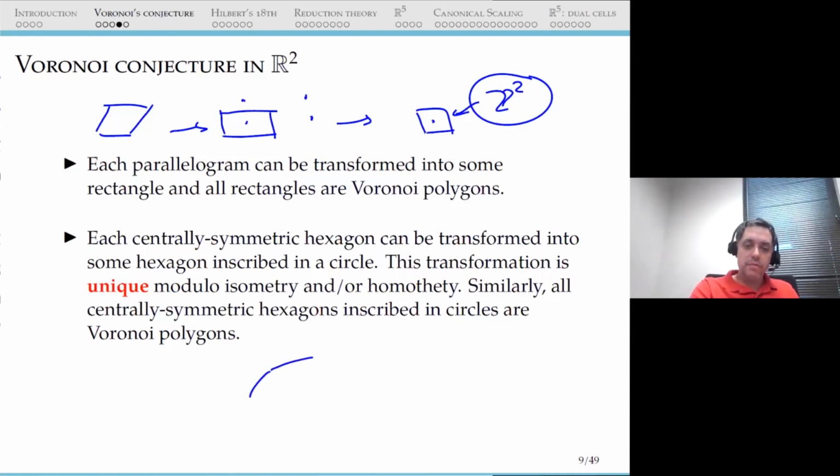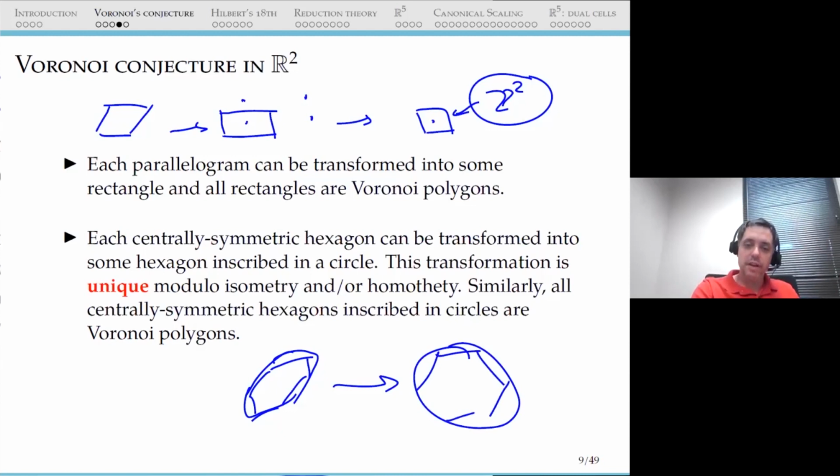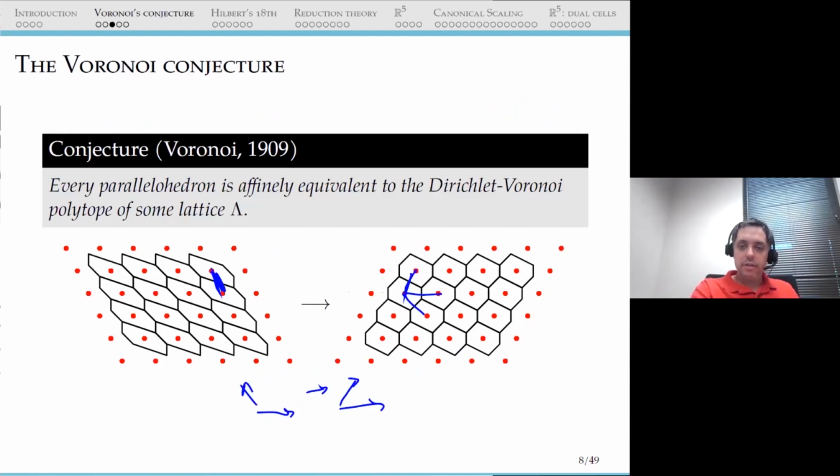So what can we do here? We can start from a centrally symmetric hexagon, and then we can find an ellipse circumscribed about this hexagon and transform this ellipse into a circle. So basically we're transforming a hexagon into a hexagon which is inscribed in a circle. And then this particular hexagon will be a Voronoi polygon. So why is it like that? I can go back to that picture.